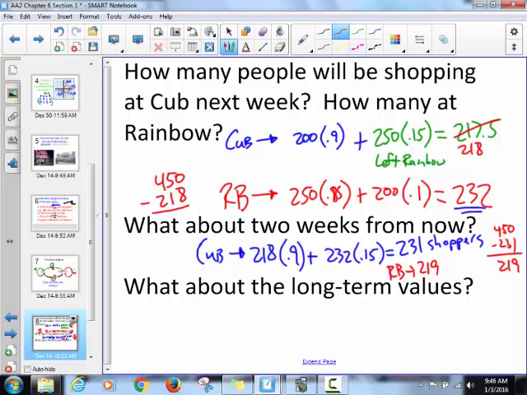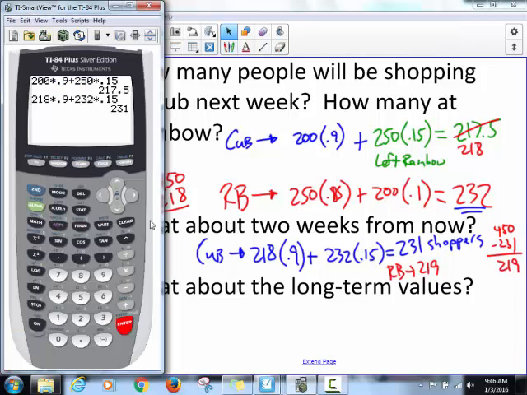Then it says, what about the long-term value? Interesting, the long-term value. Well, I'd have to keep going. I have to take my 231 shoppers that are now at Cub and multiply by 0.9 and add that to 15% of the 219. Then I'd have to keep going. This is my new amount for Cub, so I'd multiply that by 0.9 plus, well, how many would be at Rainbow now? There's 450 total, so 209.25, if I'm using parts of people.